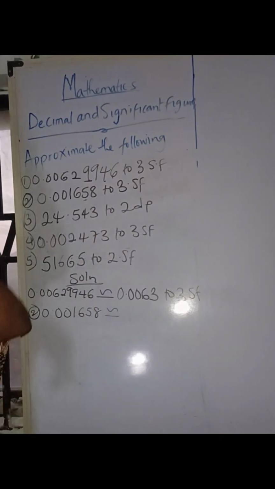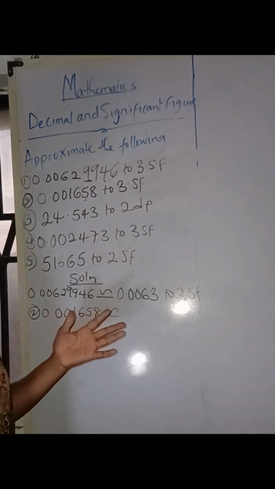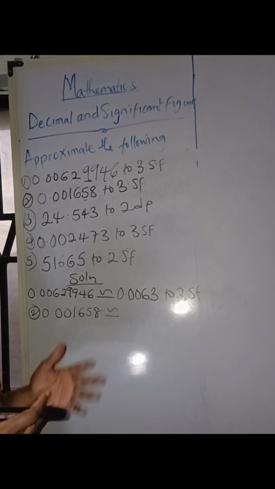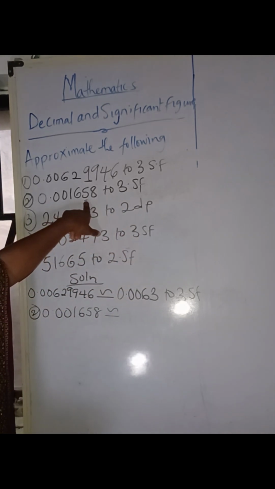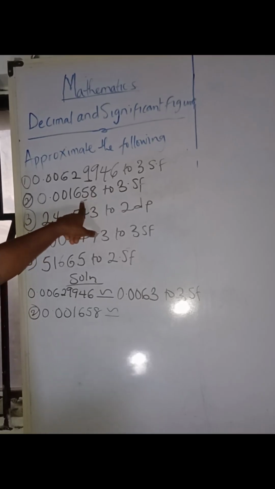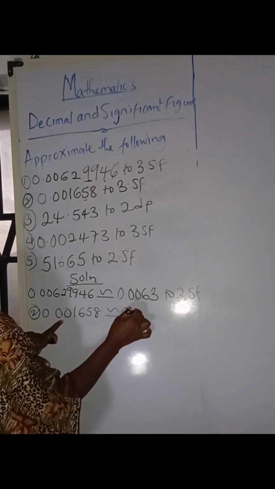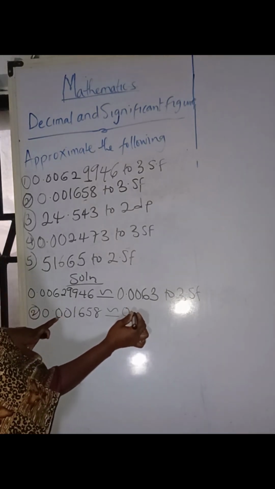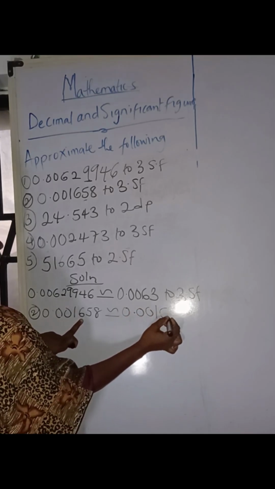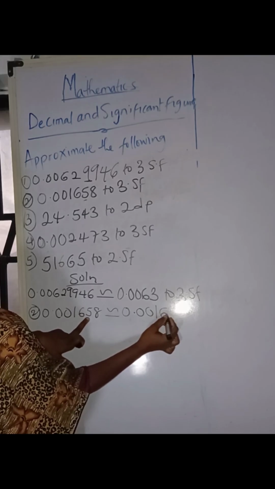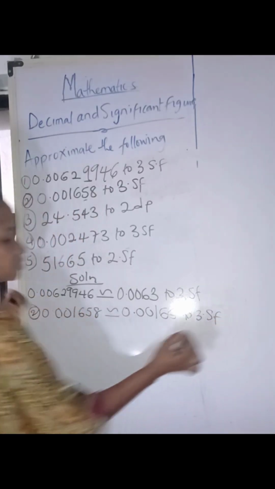So you now consider the next value closer to 5, which is 8. Is it up to 5? Yes, it is up to 5. We have 8, so we turn it to 1. If it is up to 5, it will be turned to 1, and we add it to this value that we are working on. So it will now become what? 6. So our answer will now be what? 0.001666 to what? To 3 significant figures.